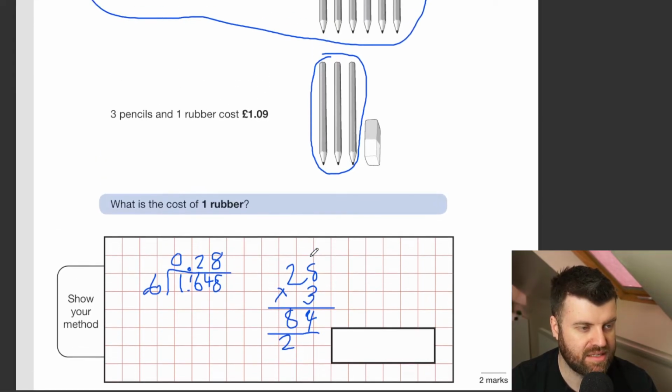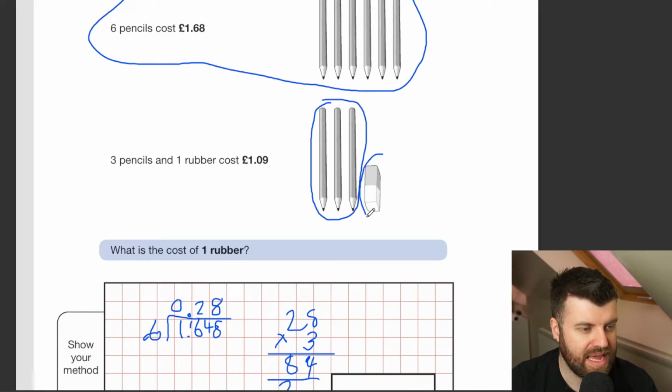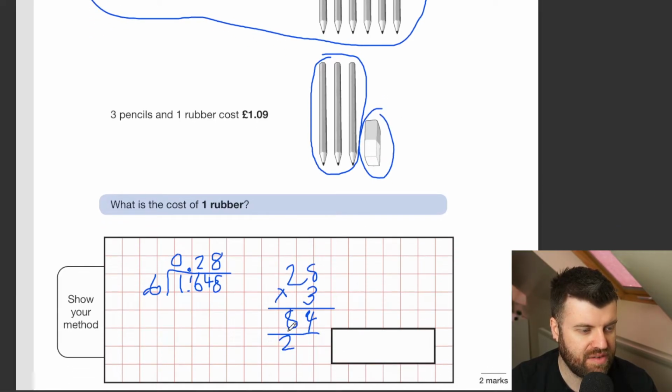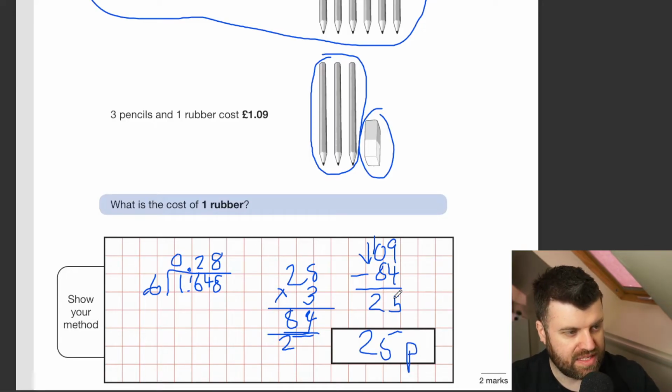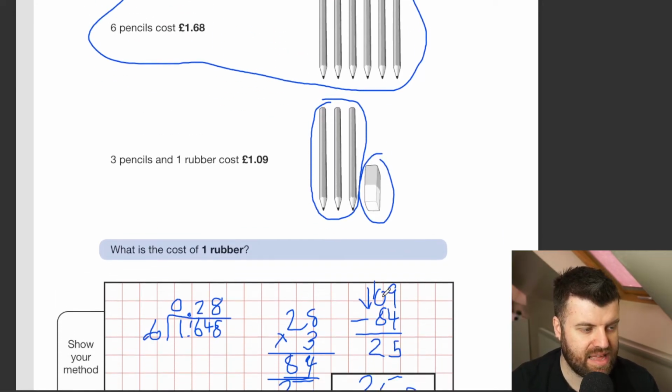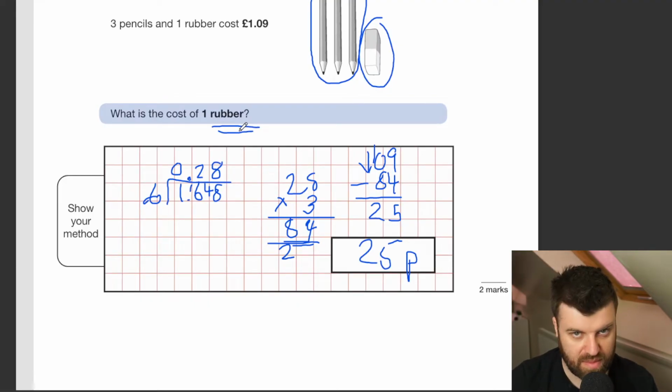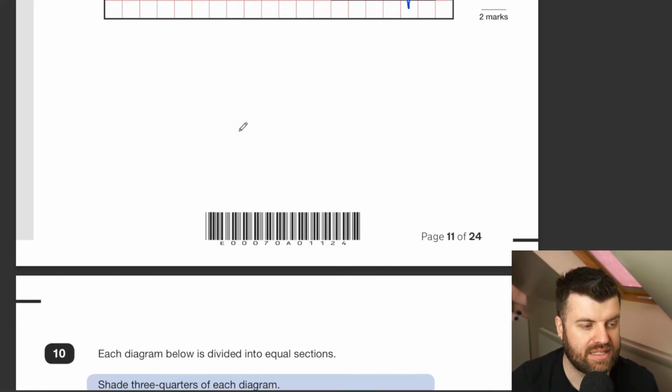So 84 pence. And we know the remaining rubber must cost the difference between 84 pence and £1.09. So we take 109 pence, we take away 84 pence, 9 take 4 is 5, 0 we can't do, exchange it over, 10 take away 8 is 2, and we have 25 pence for the rubber. The rubber costs 25p and the pencils cost 28p. But the question is, what's the cost of one rubber? We just had to work out the pencil to get there.